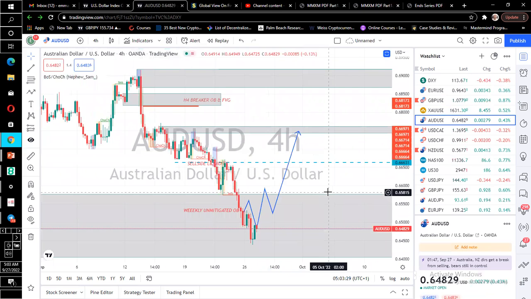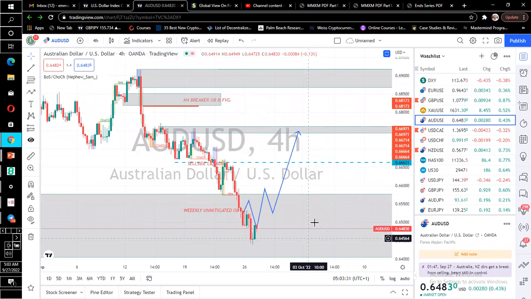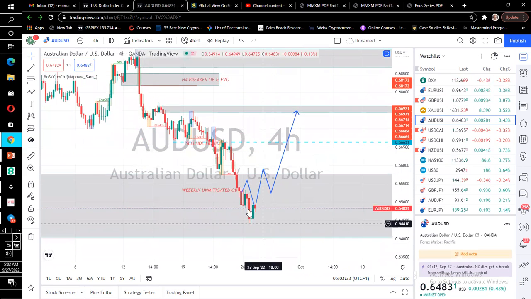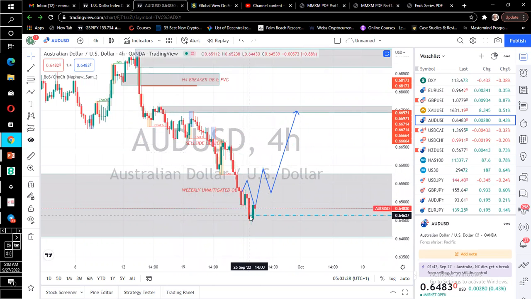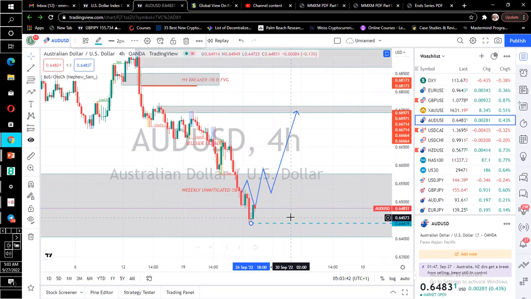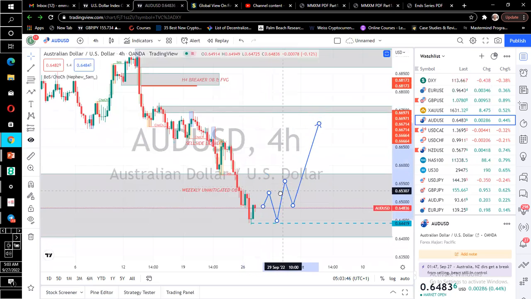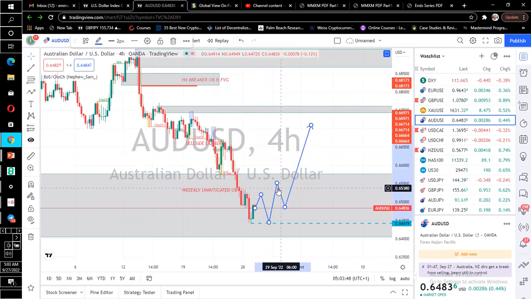Then the next one, we'll have AUDUSD. We'll have the same movement, just like we say we're expecting. Let's taking it out. So we'll have this low here now. After this, I would like to see an impulsive movement up to the upside. Something like this to the upside.